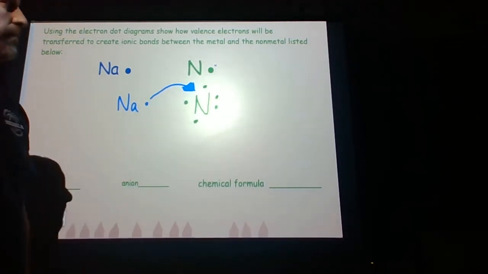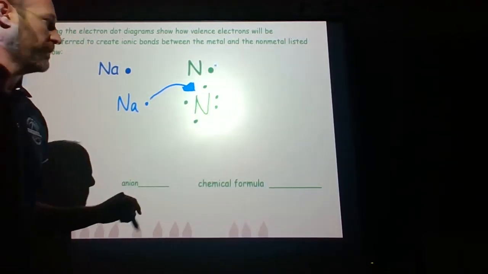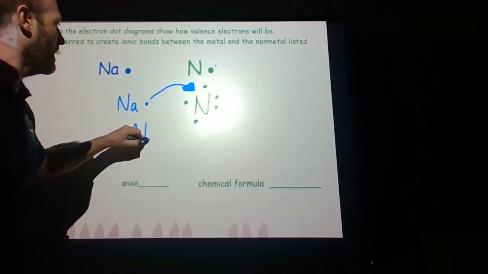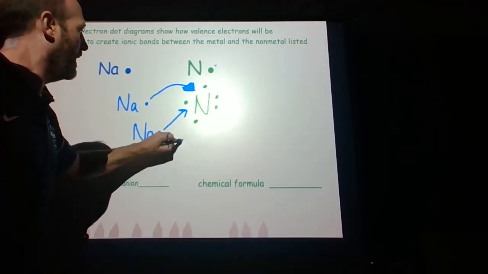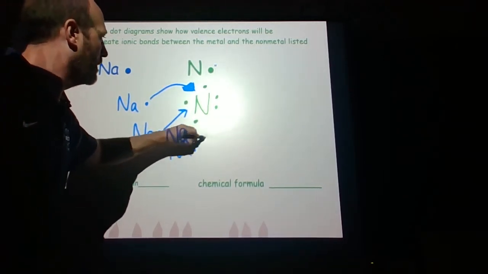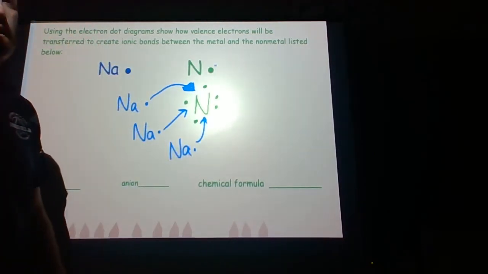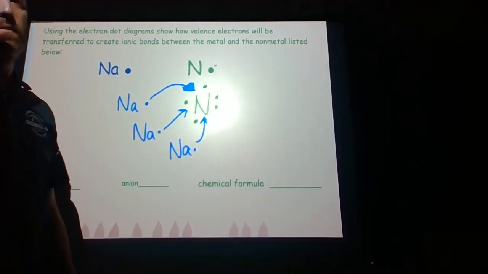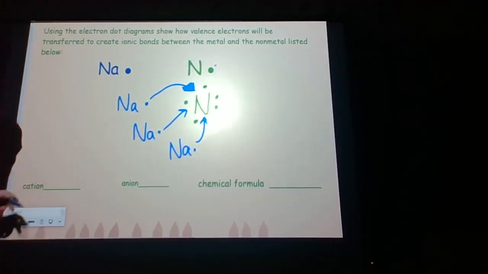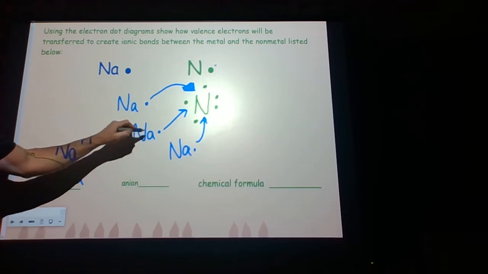All right, but nitrogen's not filled. We can also add to the metal side. We would need another Na, dot, zoom, and another Na. Zoom. Now, did all the metals lose what they need? Yep. Did all the nitrogen get filled? Yep. So when we fill this out, the cation, Na, 1 plus, how many did we have?